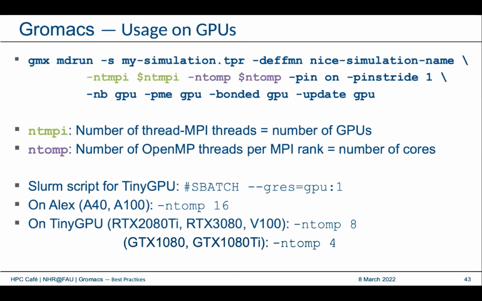For TinyGPU, I've already shown you, use the sbatch gres gpu:1 in the Slurm script. And for Alex, the -ntomp should be 16 because there are 16 physical cores per GPU available. On TinyGPU, it depends on the hardware. So for the RTX and the V100, it's -ntomp 8. And for the GTX GPUs, it's -ntomp 4.